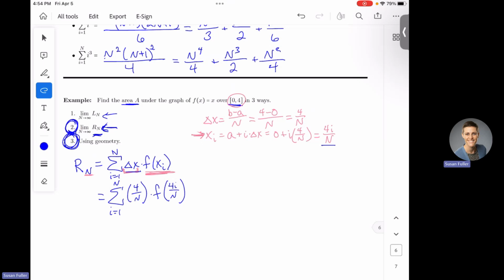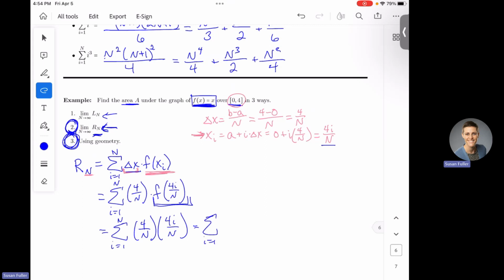Okay, and I know what f of x looks like. f of x is y equals x. So if I take x equals 4i over n and I plug it into my function, then what comes out is y equals that same x value, 4i over n. So I'm going to go ahead and evaluate that. i equals 1 to n. 4 over n is still my delta x, and f of 4i over n is just 4i over n. And then from here, I can just work on simplifying this.